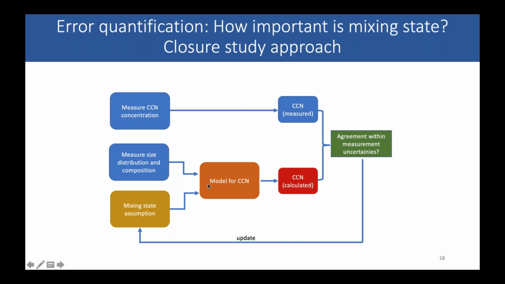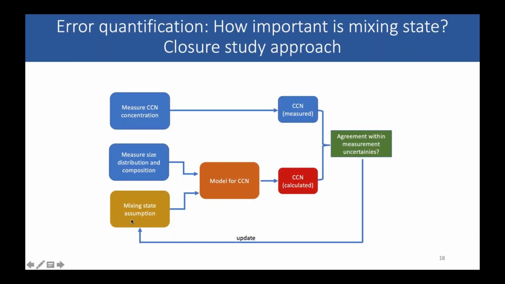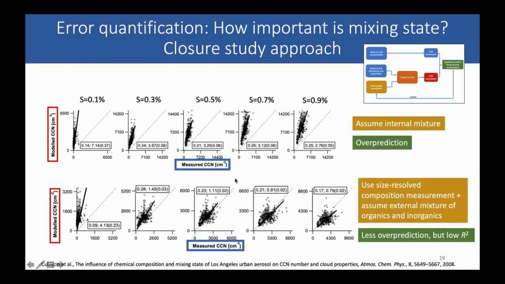And in that calculation, I have to assume what the mixing state is, right? Because just from measuring size distribution and composition, this is not directly known. So I have to assume, are they more externally or more internally mixed? And then I can compare the agreement of the directly measured CCN to the calculated CCN. If that agreement is good, then presumably I got the mixing state assumption pretty right. If this is bad, then I might have to refine that mixing state assumption to get a better agreement. And this has been done in many studies.